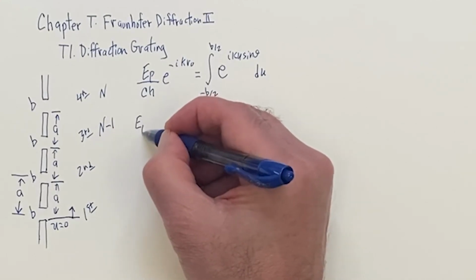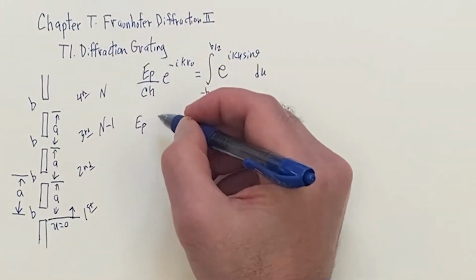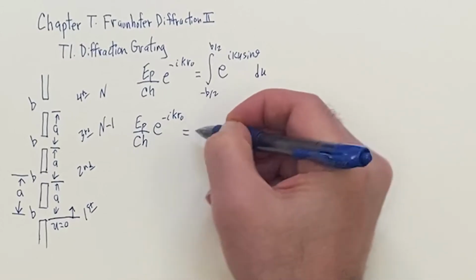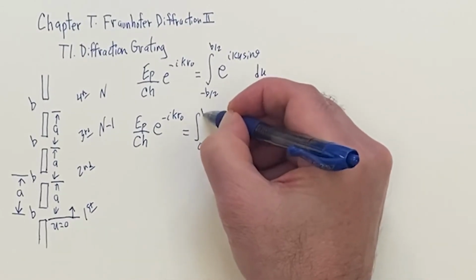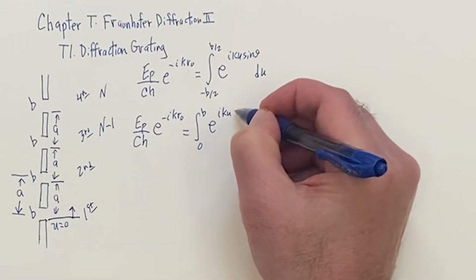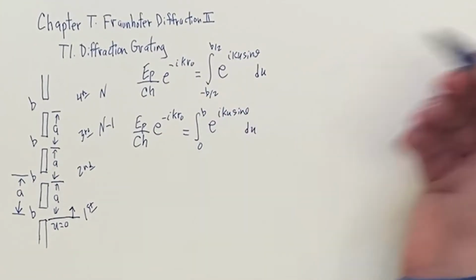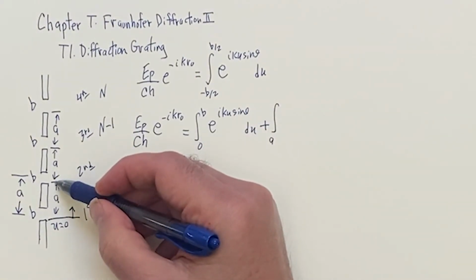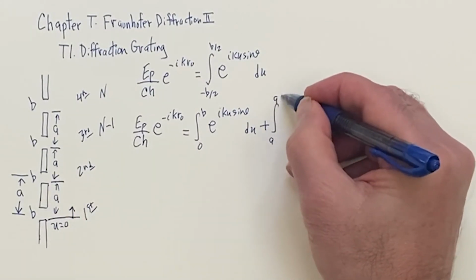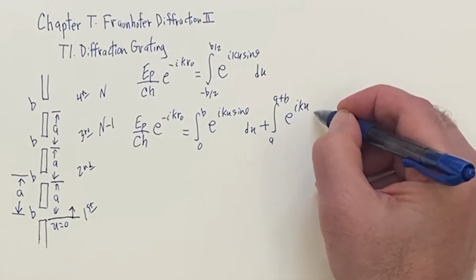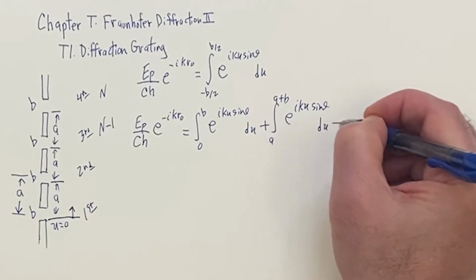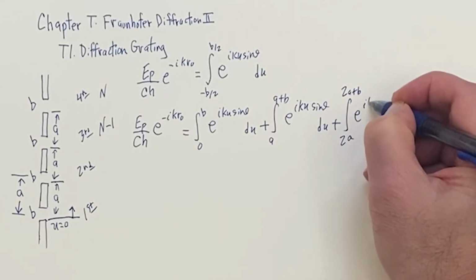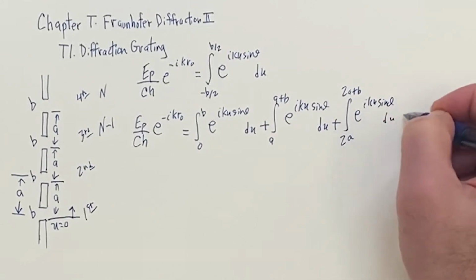So for the multiple slits, or multi-slits, we're going to have here the series of integrals. 0 to b, e to the iku sine theta du, plus a to a plus b, e to the iku sine theta du, and then 2a to 2a plus b, e to the iku sine theta du, dot, dot, dot.